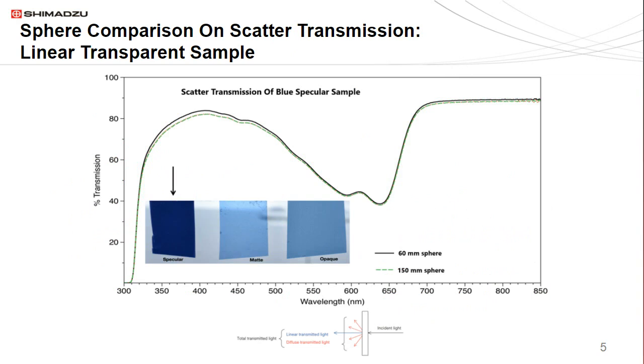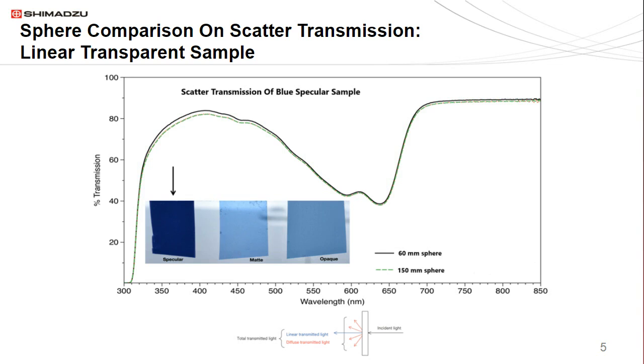Now, for the next series of slides, we're going to be comparing both transmission and reflection data from a 60 millimeter sphere and a 150 millimeter sphere. First rule of thumb. If you really need to compare data between spheres, it is best to compare data between spheres of the same size. And you're going to see why.